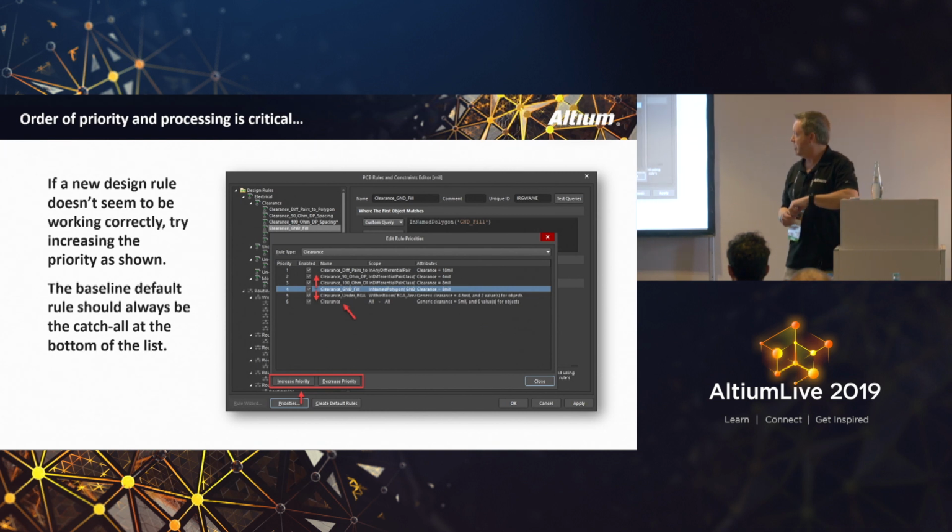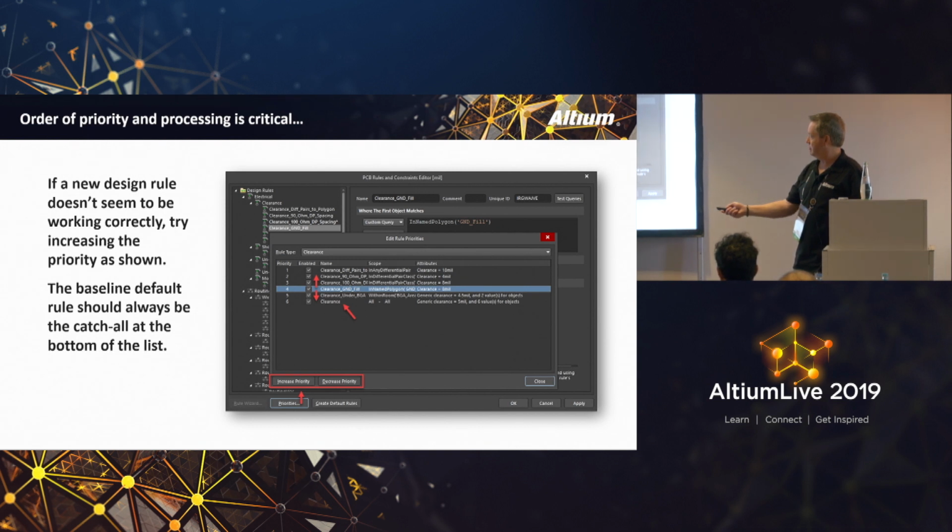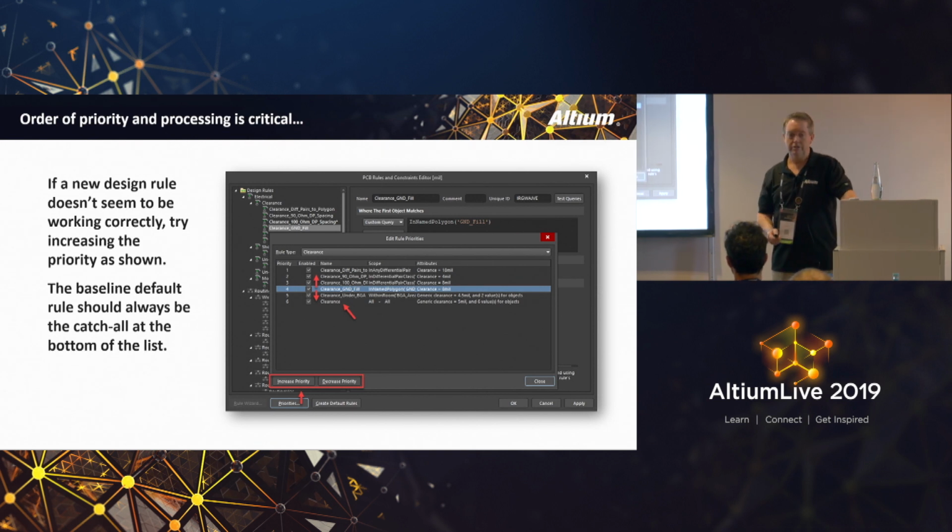Okay, so now let's talk about priority. When you end up with a bunch of clearance rules in any of the categories, things can start to get confusing, because one element could meet the criteria for two of your rules, and whenever it hits the first rule that it qualifies for, it's going to act on that rule, and then you may get erratic results if you don't have them categorized properly. So down here at the bottom of your design rule manager, you have this priority button that allows you to increase or decrease the priorities of your rules so that you get the results that you want.